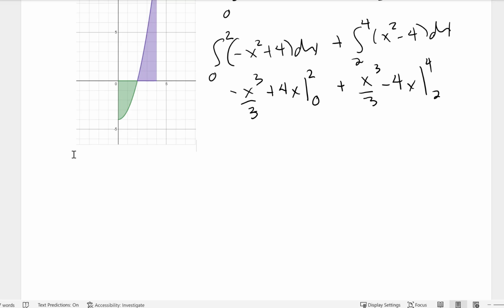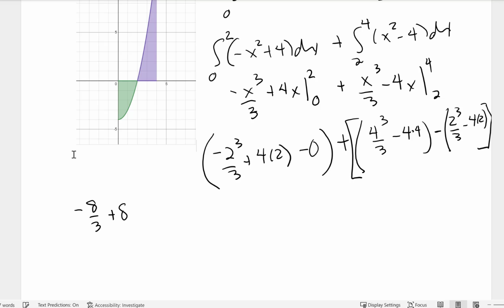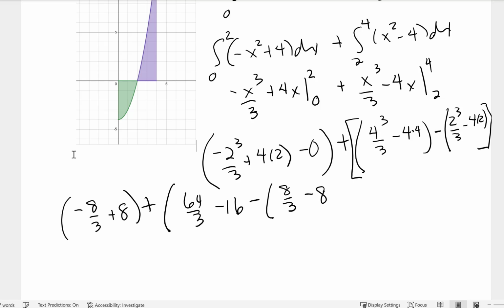So let's plug in 2. So this becomes negative 2 cubed over 3 plus 4 times 2. And then the 0, I'm just going to write minus 0, plus, I put in 4, so I have 4 cubed over 3 minus 4 times 4, minus, plug in 2, 2 cubed over 3 minus 4 times 2. The first part becomes negative 8 over 3 plus 8, plus I have 64 over 3 minus 16 minus, this is 8 over 3 minus 8. You could just go ahead and put that all in the calculator.